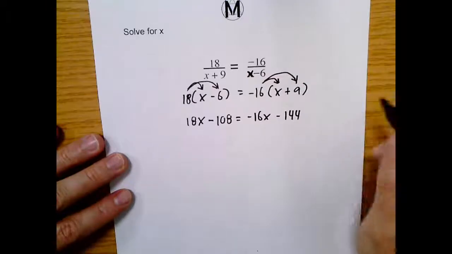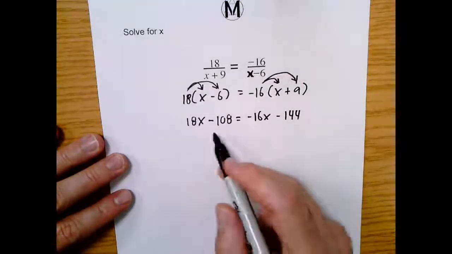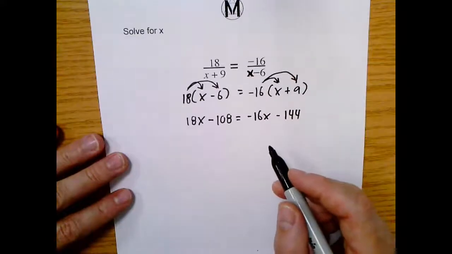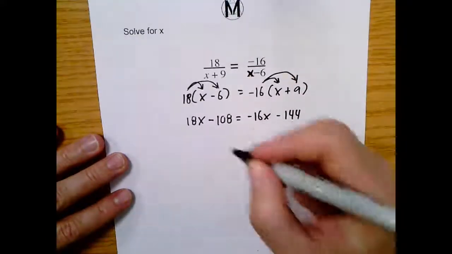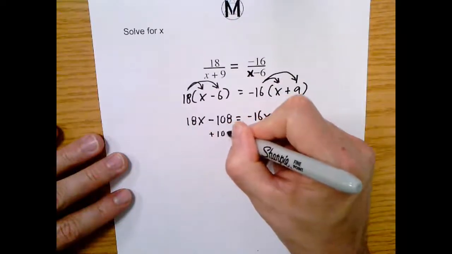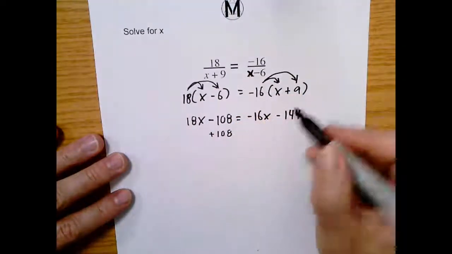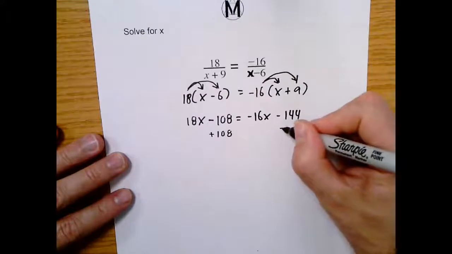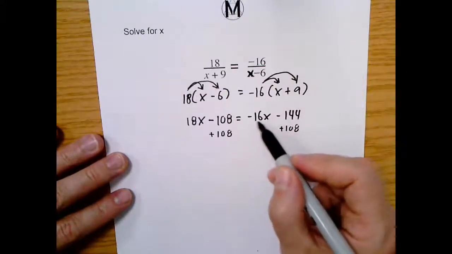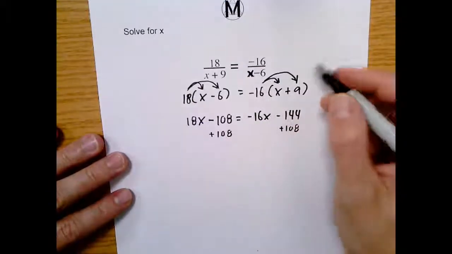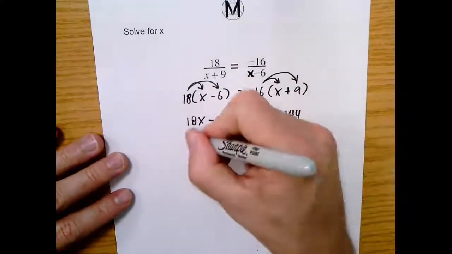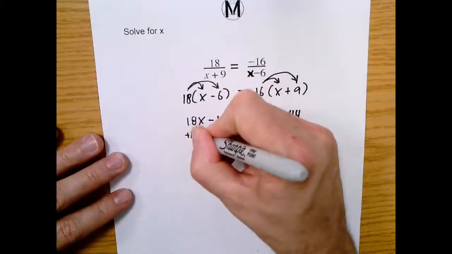So now we just need to do our opposite operations and balance this algebraically. I'm going to move the constant over by doing the opposite. The opposite of negative 108 is plus 108, and I do it to both sides, don't make that mistake. And I want to move the term with the variable over, so the opposite of negative 16x is plus 16x. And I just do that on both sides.